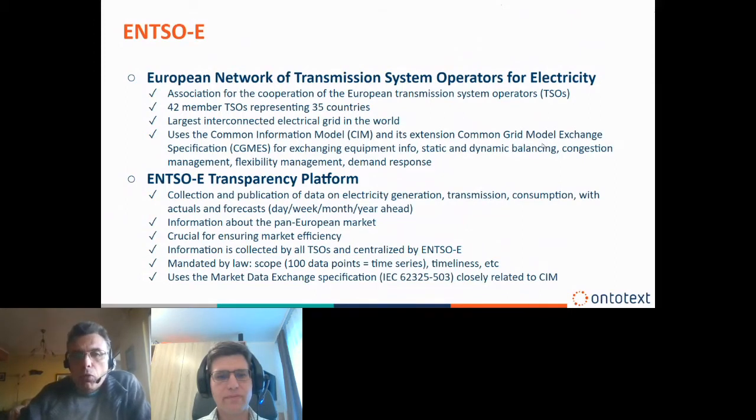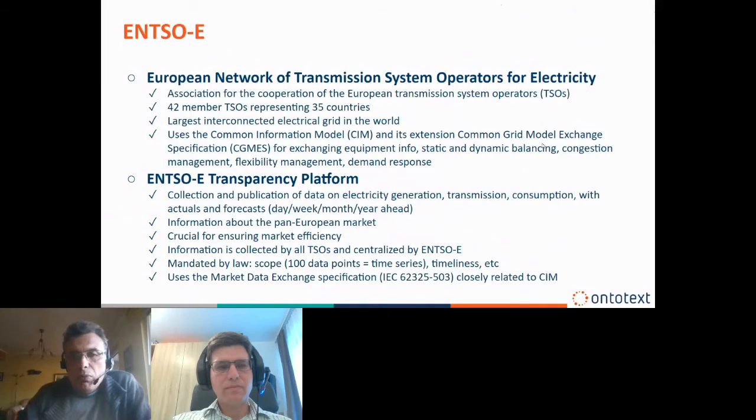It is maybe the most important electric organization in the world because it manages the coordination between 42 transmission system operators that represent 35 countries, whereas in the European electricity market, there is about 40 something, 45. So Europe represents the largest interconnected electric grid. And as already mentioned, all of these exchanges use CIM and the ENTSO-E extension CGMES for equipment info, static and dynamic balancing, congestion management, flexibility, all kinds of important network modeling tasks.